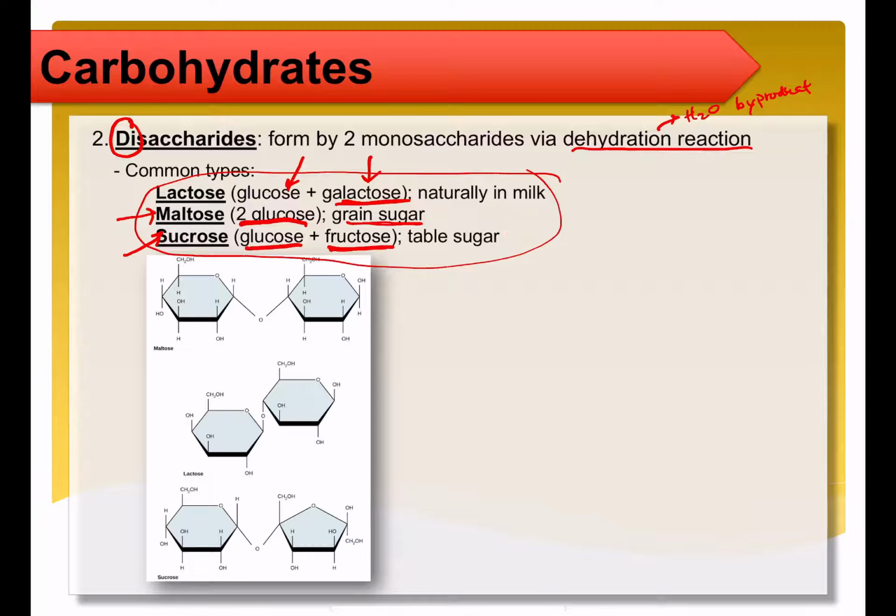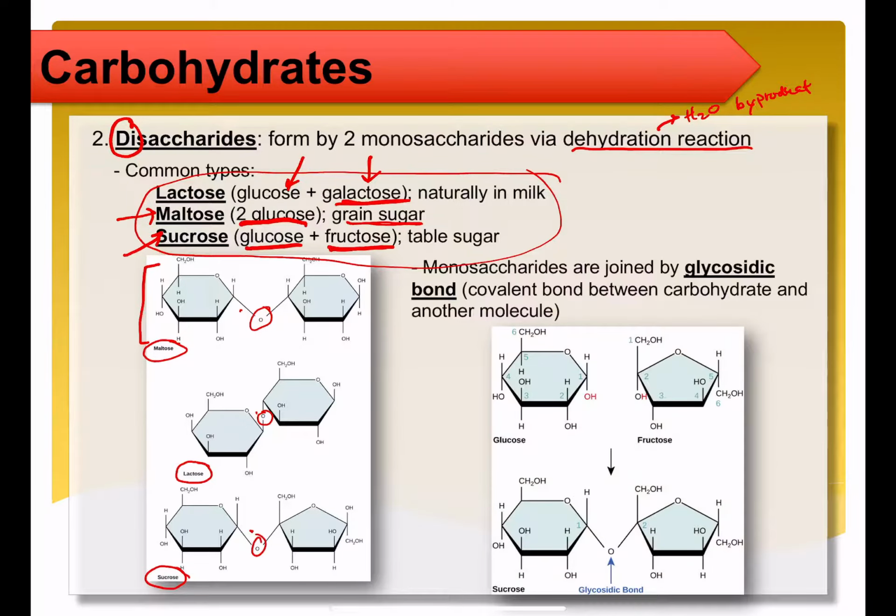Okay, and this shows you how these molecules look like. This is maltose that we saw in the beginning as the first example. This is lactose right here. And then you have sucrose. And you see they all have this oxygen in the middle as a way to form a covalent bond between the two monosaccharides.